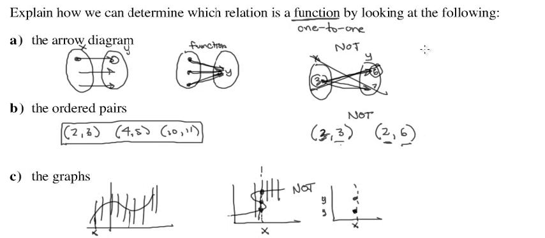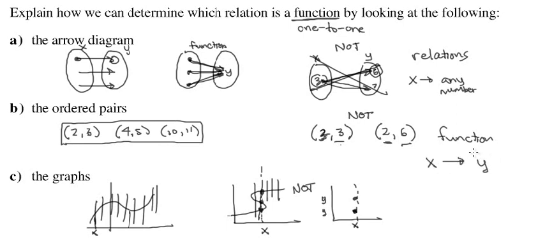So, relations: one x can go to any number of y's. It can give one answer or it can give several. If you want to be a function, though, you have to be consistent. That means if I give you a certain x, you better always give me the same answer. One y, the same y, every time.